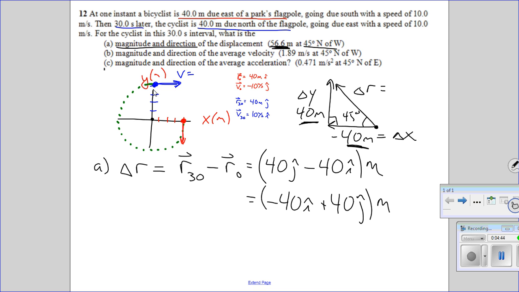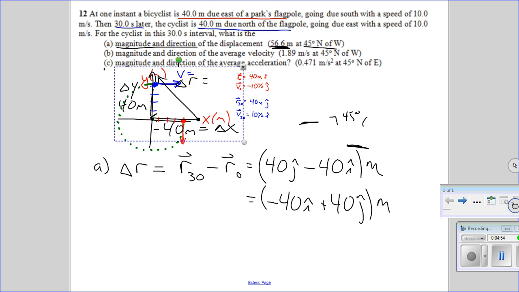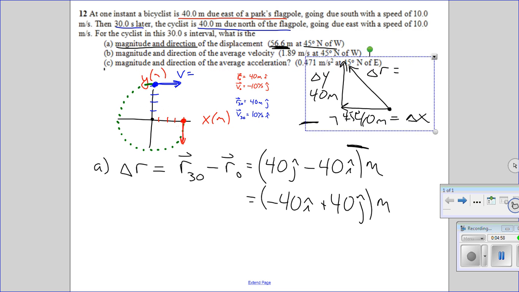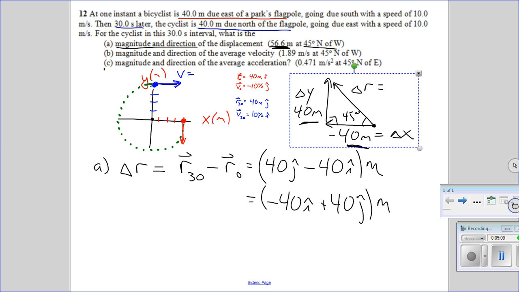Okay? And you can see all of this on the drawing, right? It's that black triangle that I drew here. Let's see if it'll let me move this thing. That is just this, right? Okay, so there we go. All right, so that's part A.